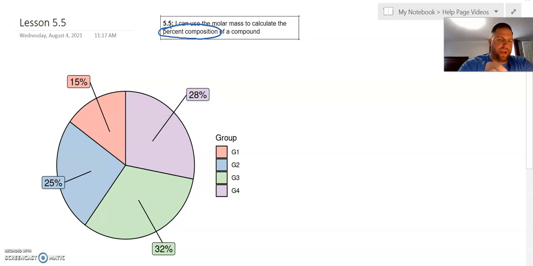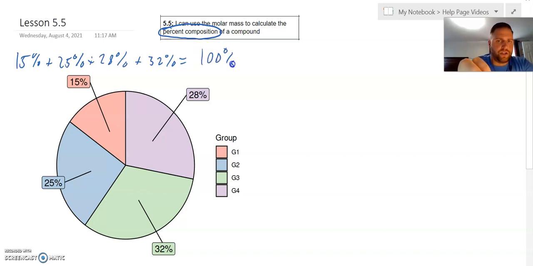And what's cool is when you add up these percents, so if I put 15% plus 25% plus 28% plus 32%, what this gives me is 100%. So these groups can represent compounds, and for this example, we will take water. We can take the formula for water and break it down into molar masses.